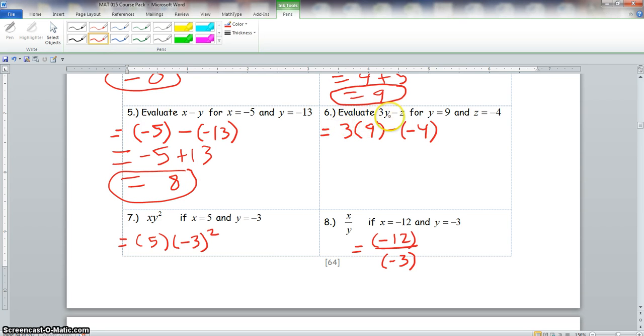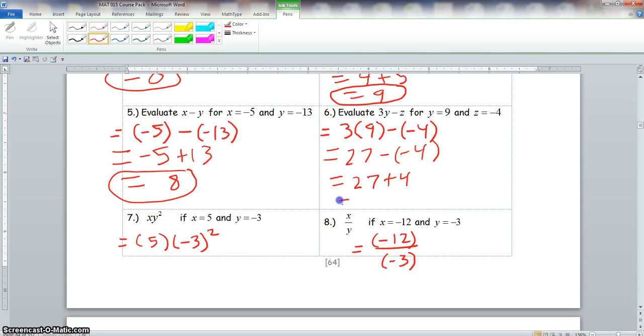Now we go to number 6. Now we have 3y minus z. Y is 9, so we put in 9 for y. And z is -4. We put in -4 for z. So now we cannot do anything with these parentheses, so we have multiplication and subtraction. So we will do our multiplication. 3 times 9 is 27 minus a -4. Now we only have subtraction left, so we know this is minus a -4, which would give us +4.